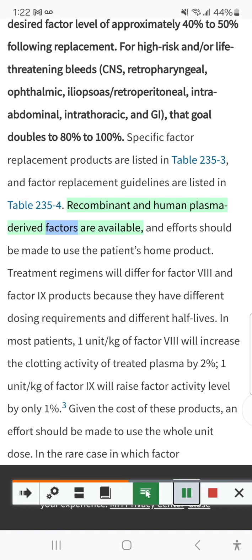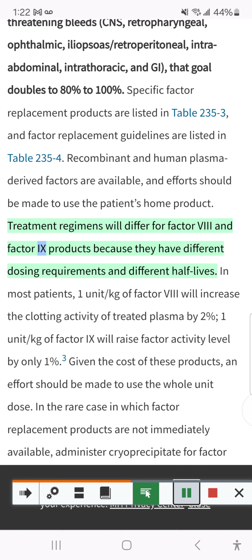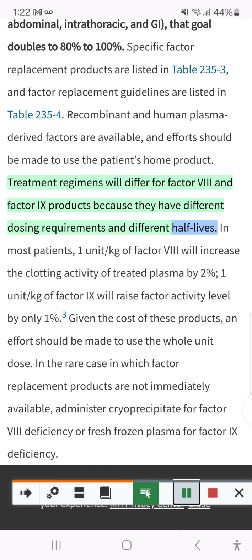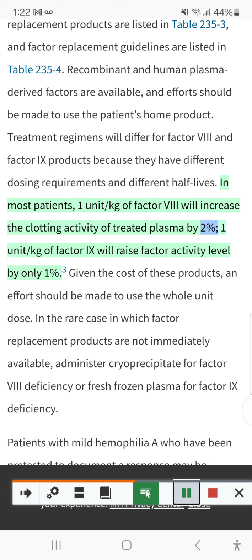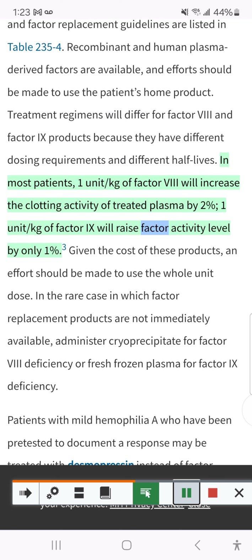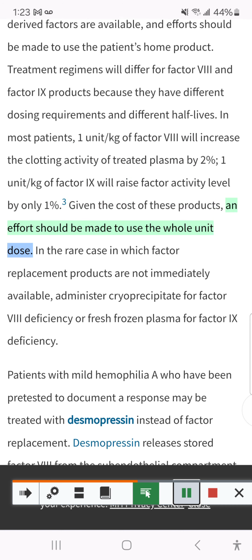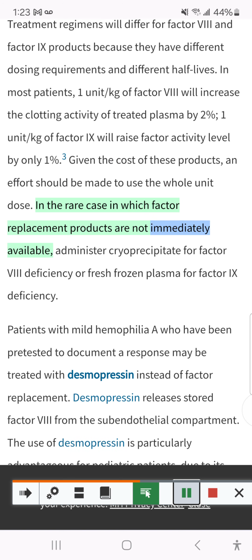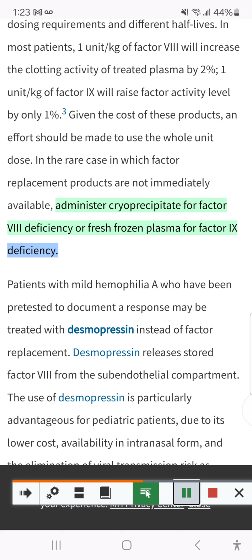Recombinant and human plasma-derived factors are available, and effort should be made to use the patient's home product. Treatment regimens will differ for factor 8 and factor 9 products because they have different dosing requirements and different half-lives. In most patients, 1 unit/kg of factor 8 will increase the clotting activity of treated plasma by 2%. 1 unit/kg of factor 9 will raise factor activity level by only 1%. Given the cost of these products, an effort should be made to use the whole unit dose. In the rare case in which factor replacement products are not immediately available, administer cryoprecipitate for factor 8 deficiency or fresh frozen plasma for factor 9 deficiency.